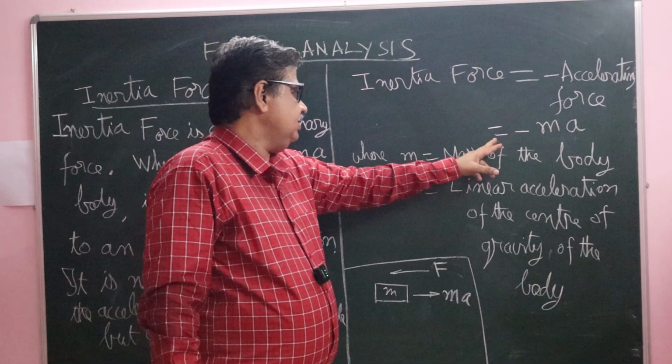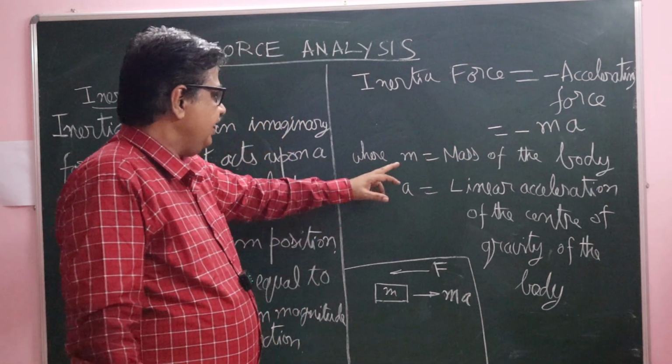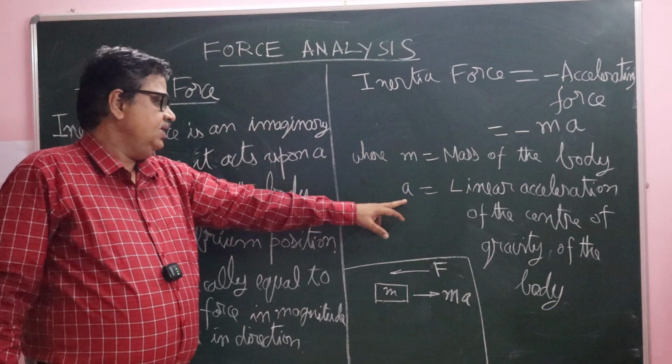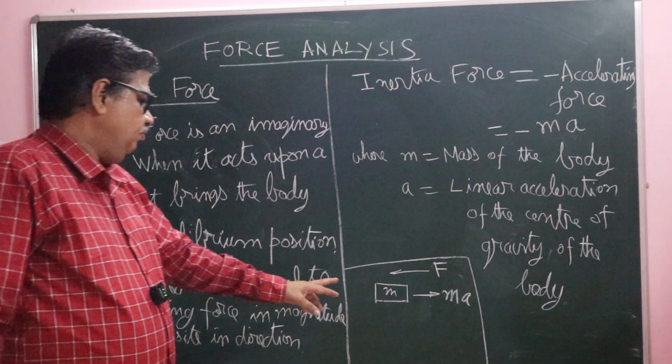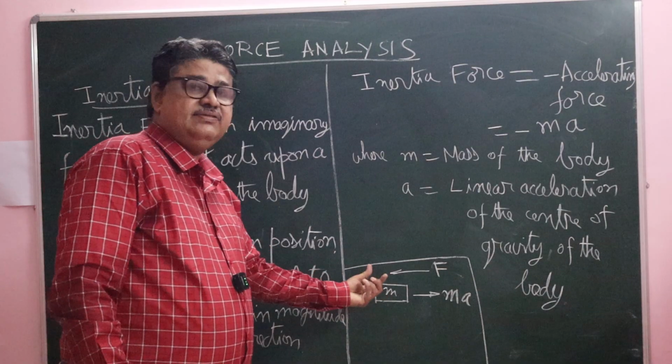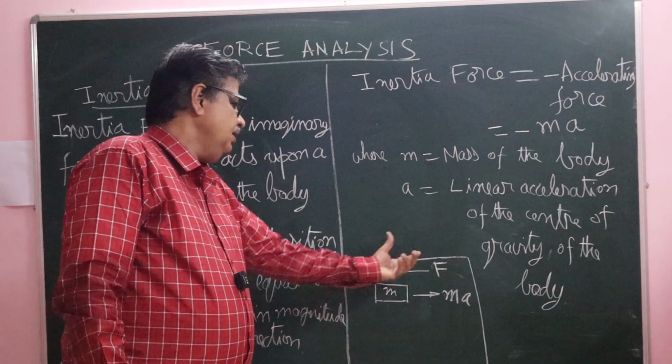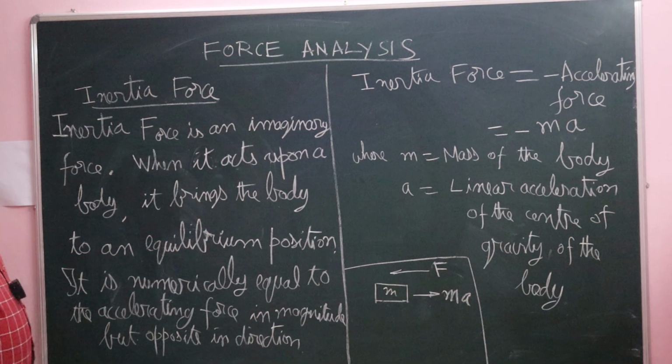Therefore, inertia force is equal to minus ma, where m is the mass of the moving body and a is the linear acceleration of the center of gravity, the center of mass of the body. So this is the equation for inertia force.